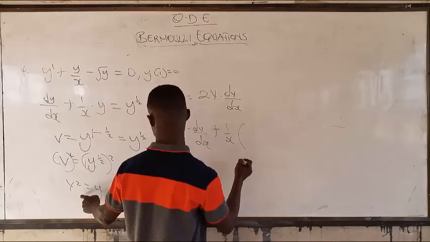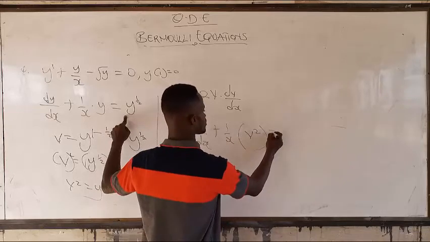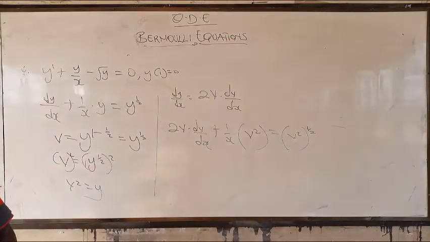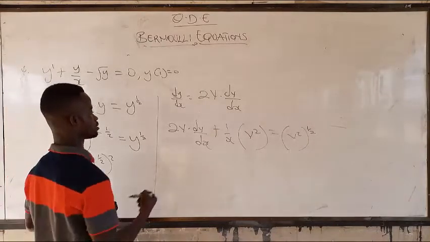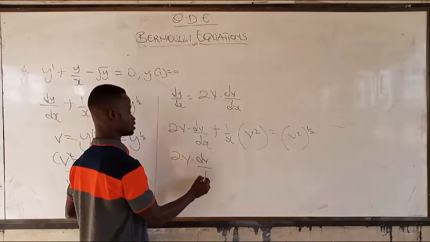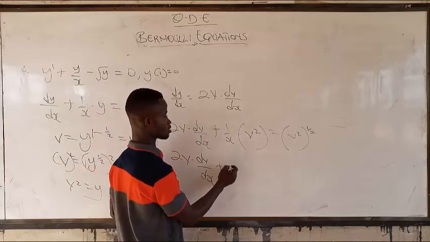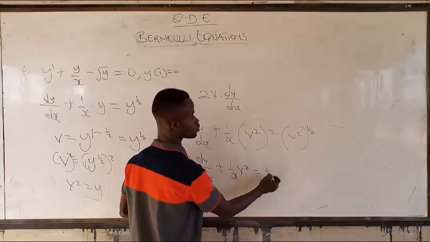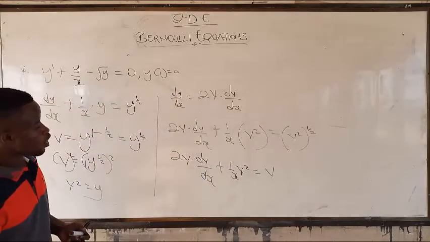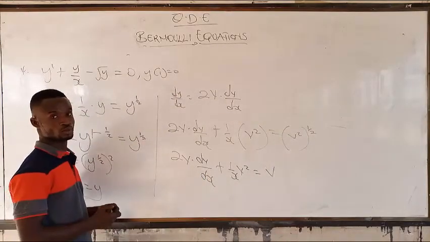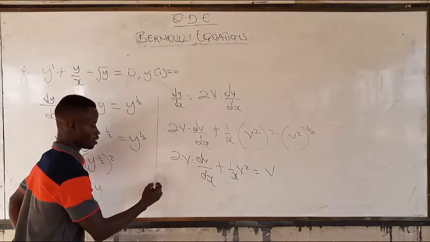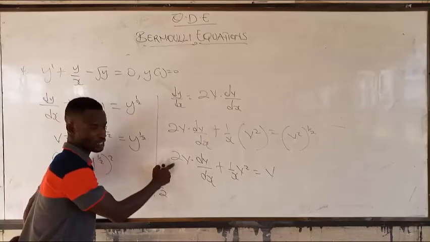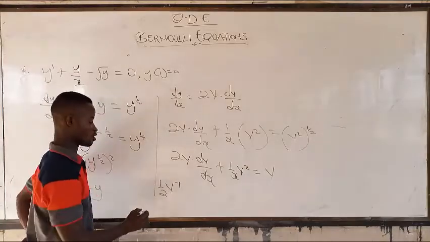The y is v squared, which is equal to v squared to the power half. All right, so we can read that 2v dv/dx plus, here we have 1 over x times v squared is equal to v. So for us to undo this, we need to multiply by half to get rid of this. Then here we will be equal to negative 1, right?